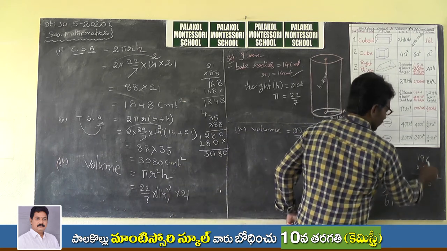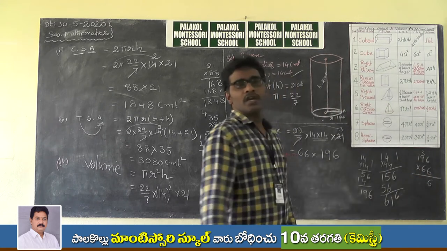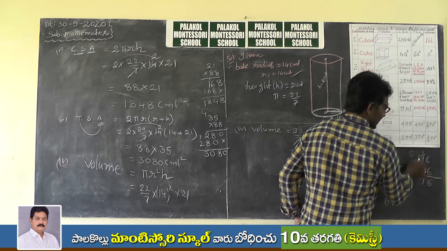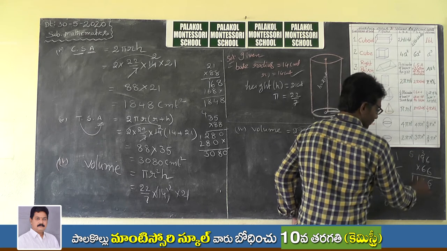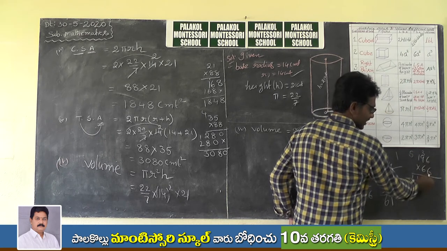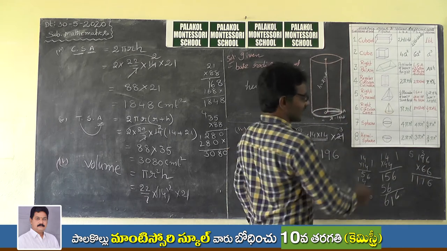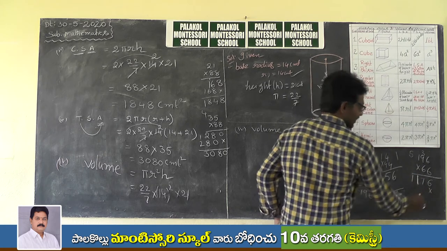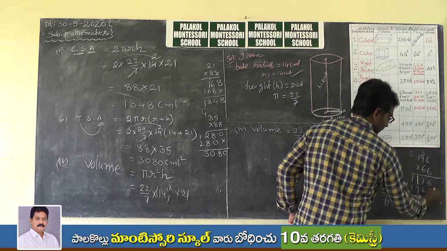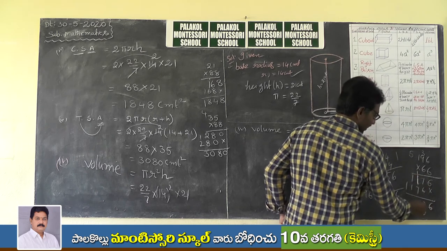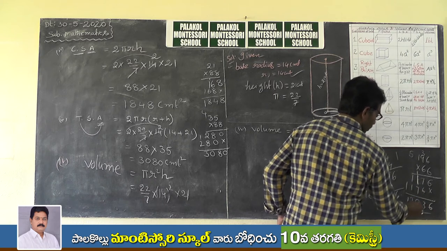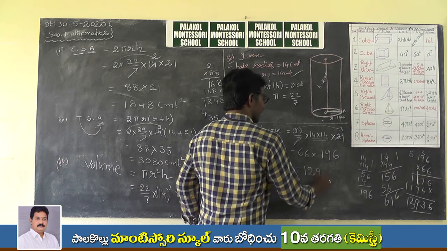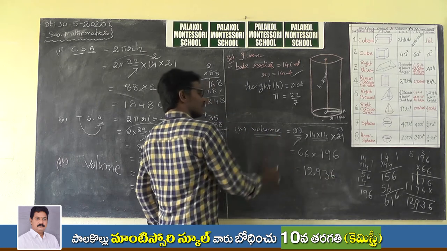6 sixes are 36, 6 nines are 54, 54 plus 3 is 57, so 7, 5. 6 ones are 6 plus 5 is 11. Okay, leave one place: 6, 7, 1, 1, 6, 13, 1, 9, 2, 1. So the answer is 12,936.